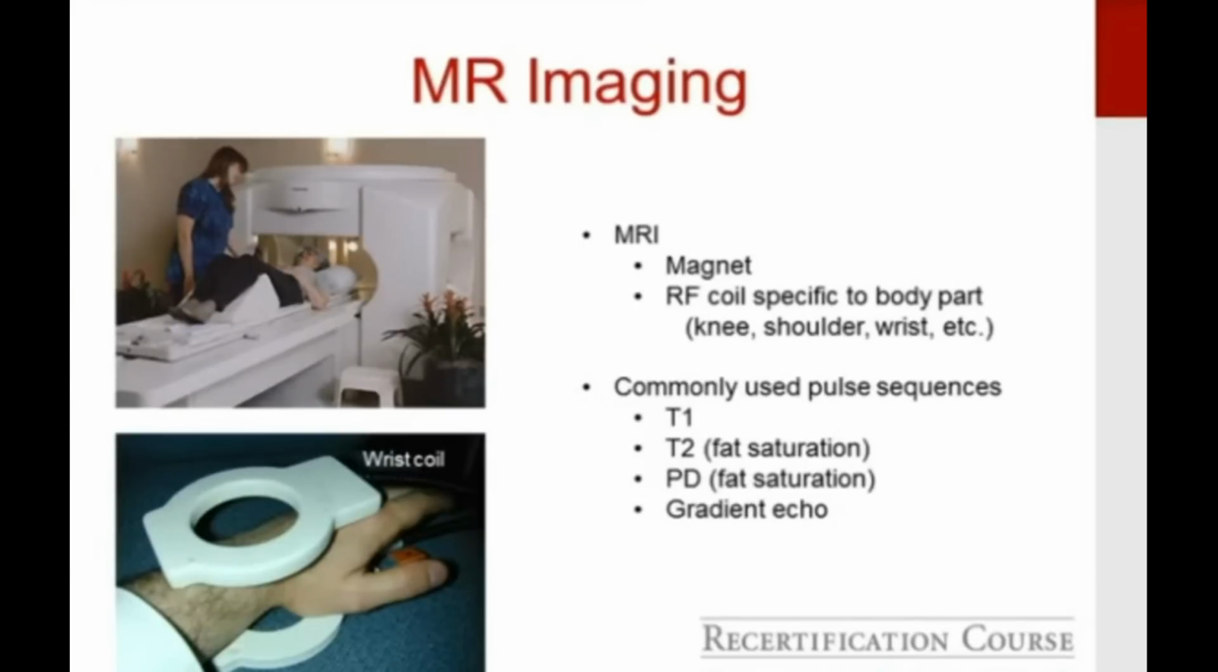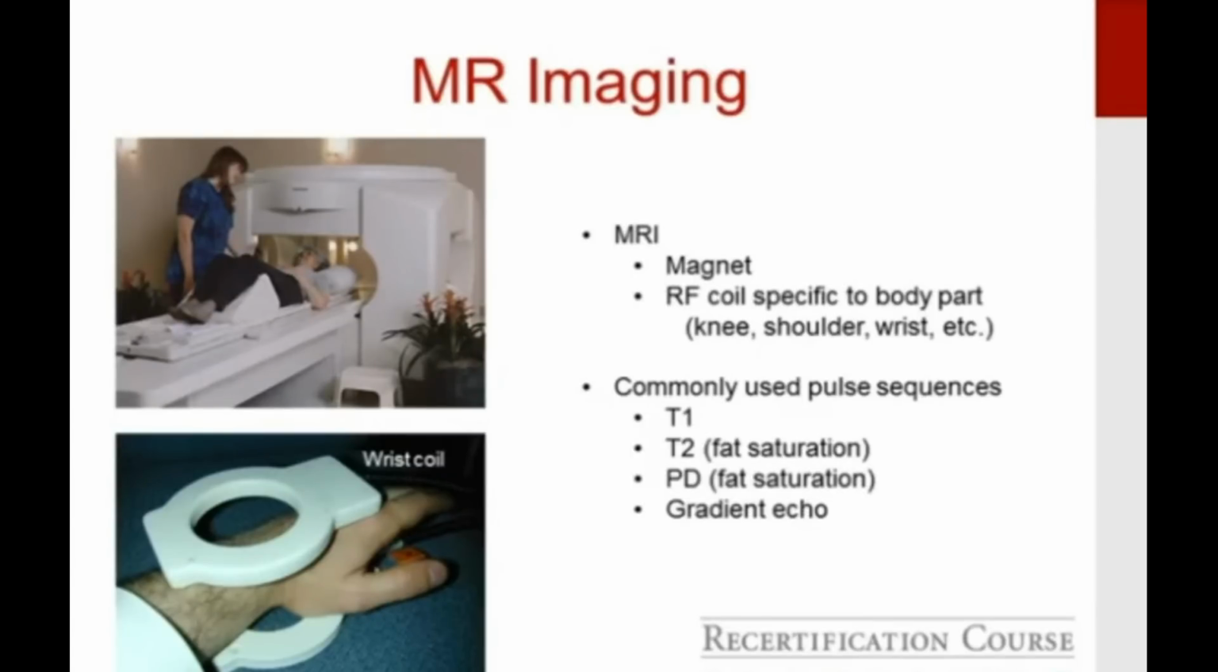And there's 4 standard pulse sequences that we use with musculoskeletal imaging. These are the T1, the T2 weighted sequence, the proton density sequence, and then the gradient echo sequence. And we'll just speak briefly about these, why we use each of these, what they're good for in musculoskeletal imaging, and why we need the specific pulse sequences.